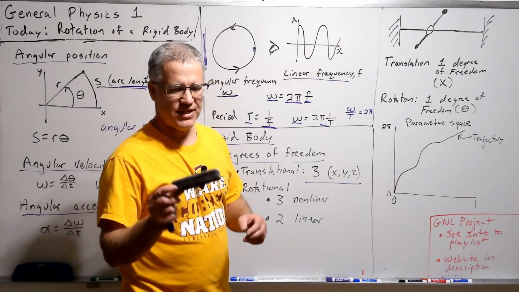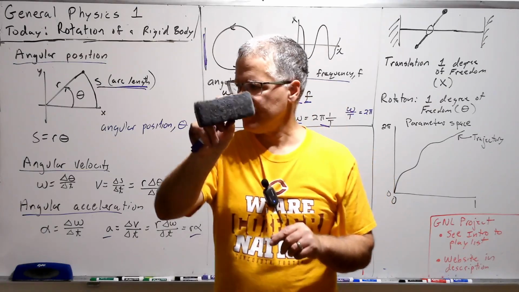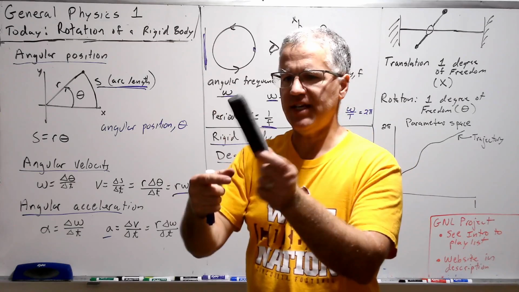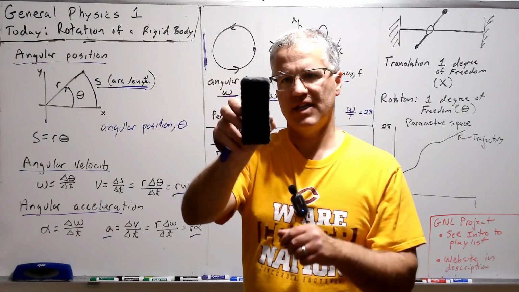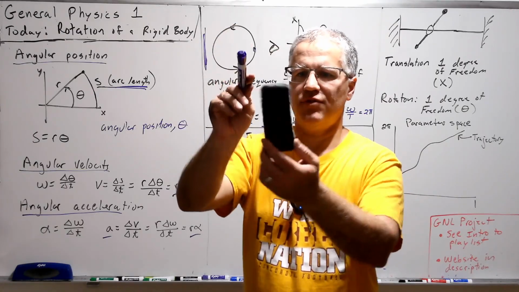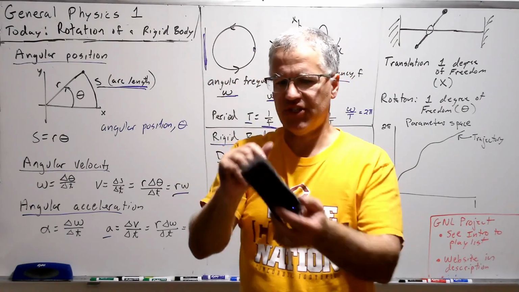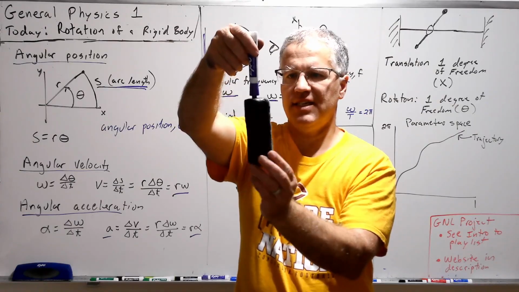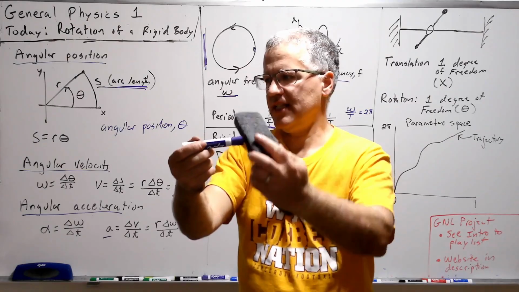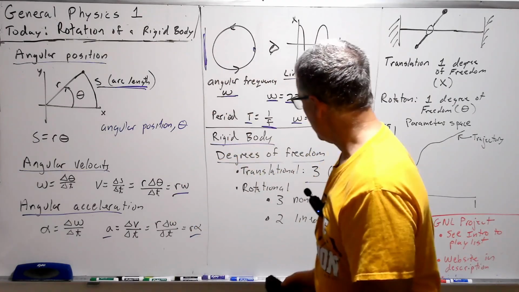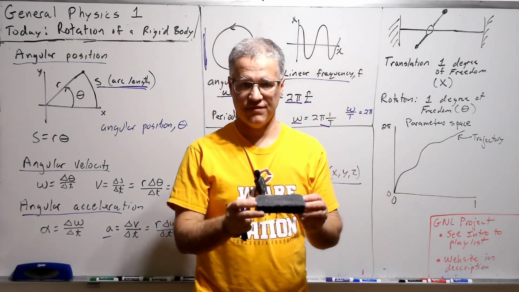Now rotation's a little bit different. For this guy, let's think about the possible rotations. So hopefully you can see I've got the eraser end facing you here now. I can rotate like this, right? If I rotate like this, I'm rotating about an axis that's coming straight at you. Now I can rotate like this, that's an axis going this way. And then finally I can have an axis going this way, which would be rotating like this. And so we have 3 degrees of freedom for rotation. So we have a total of 6 degrees of freedom.